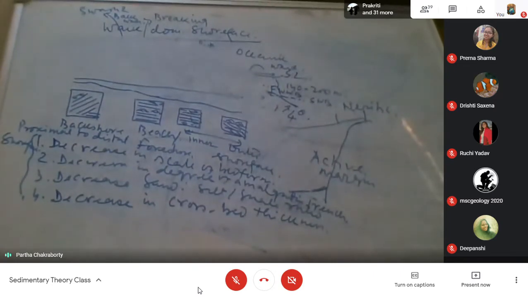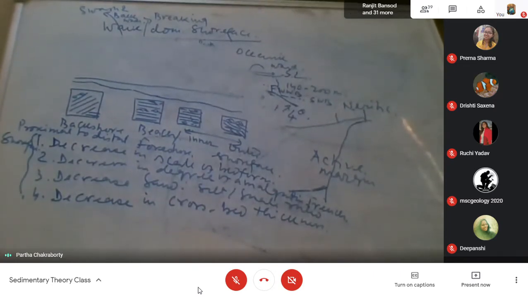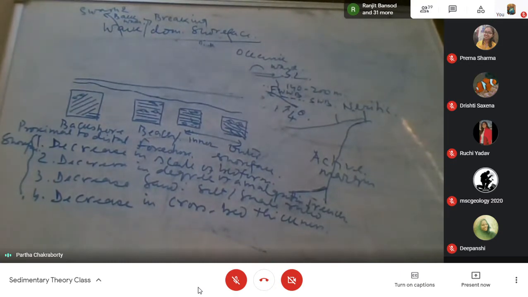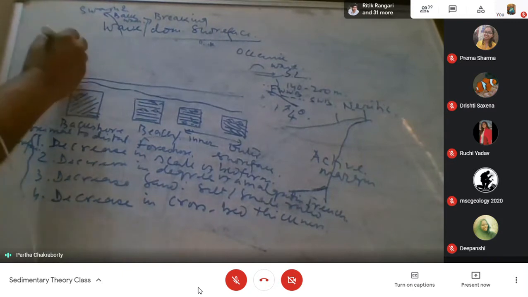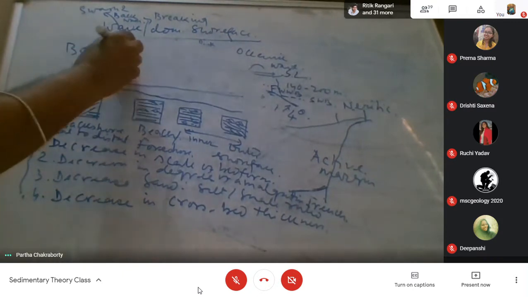Now, what will be the geometry of the bed forms in the shore? In maximum cases, the bed forms will be lenticular in geometry. There will be the bar and interbar. The shore face will be dominated by bar and interbar.